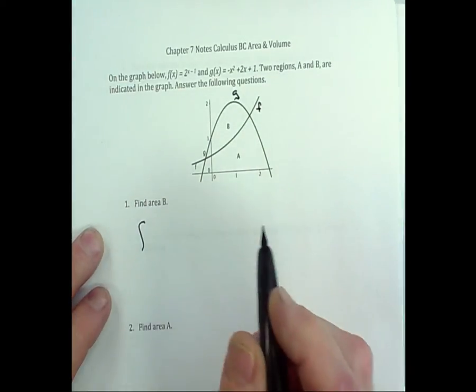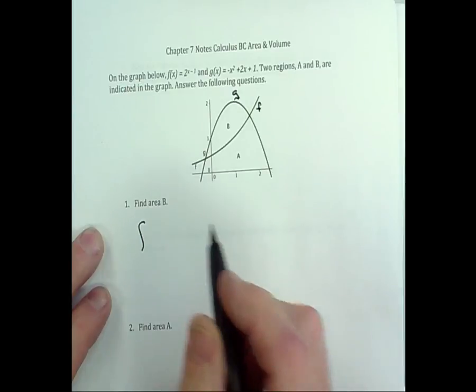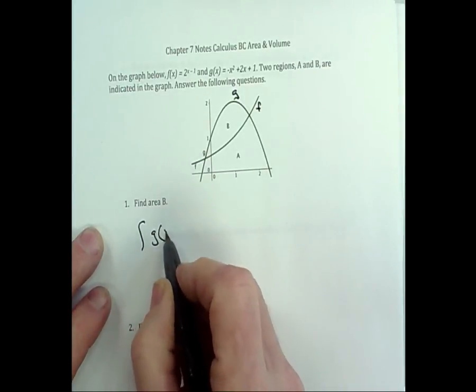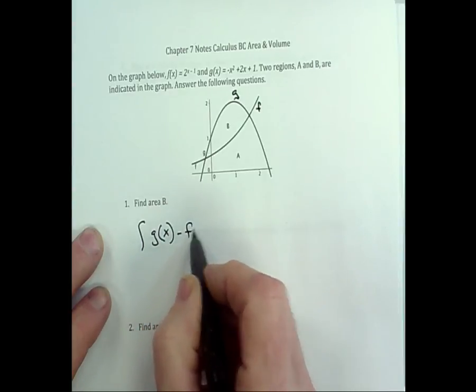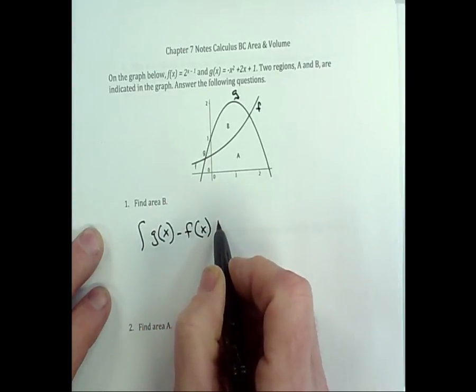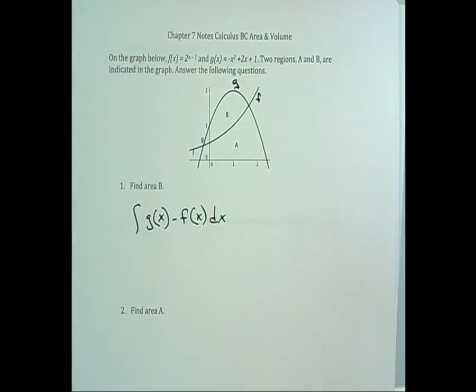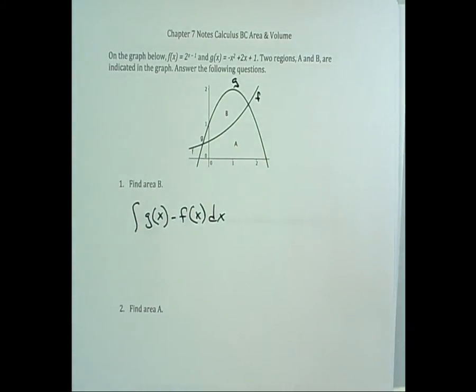So you want me to write an integral symbol? Integral of g of x minus f of x. Anything else I need to write down to get points on this? You need to write the interval. What is the interval? Oh, you have to solve for each of the points. How do I do that?